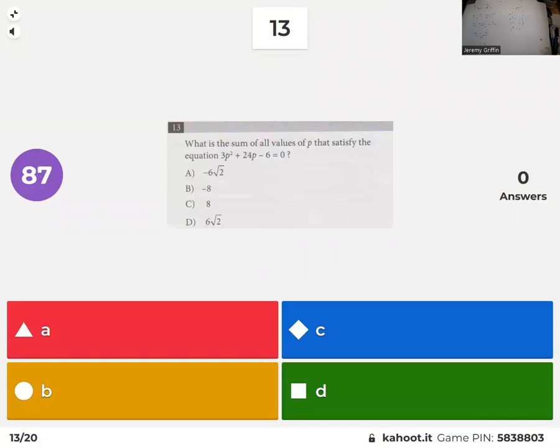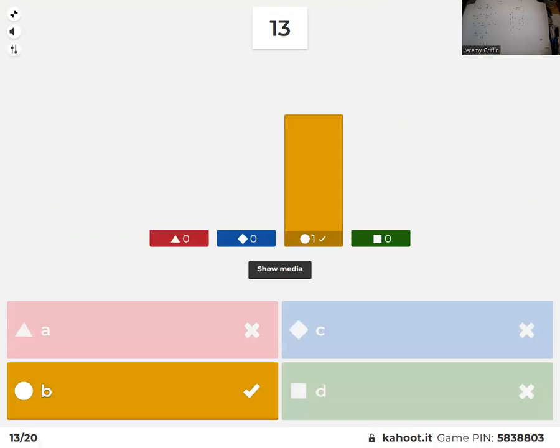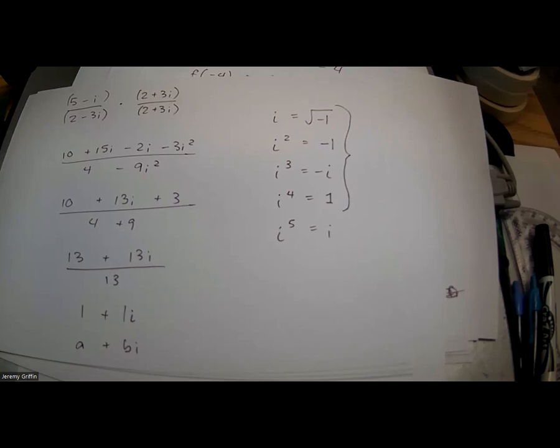What is the sum of all p-values that satisfy that equation? Oh, okay, hold on. That was too fast for me. Let me pull it up on my side so I can read what that was. This is number 13. Okay, I have to write this down: 3p squared plus 24p minus 6 equals 0. Okay, let me switch my screen over and show you guys how to solve this one.